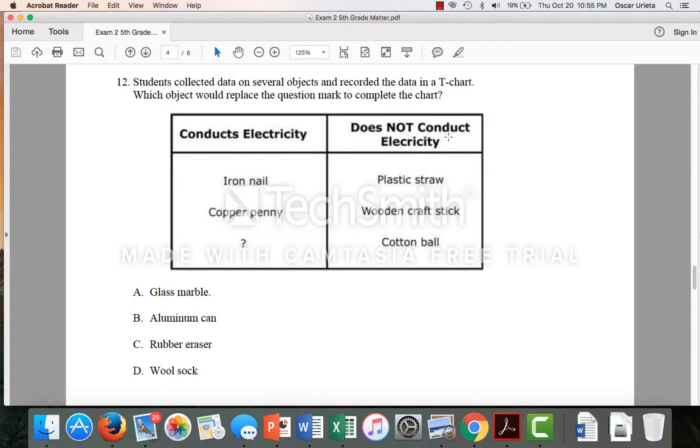Question number 12. Students collected data on several objects and recorded the data in a T-chart. Which object would replace the question mark to complete the chart? A. Glass marble. B. Aluminum can. C. Rubber eraser. D. Wool sock. Pause it and answer your question.